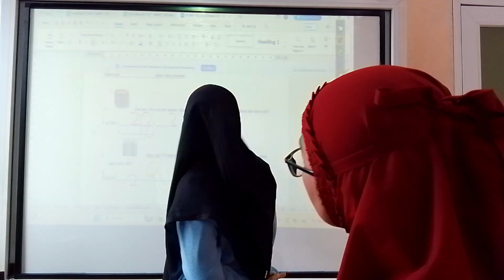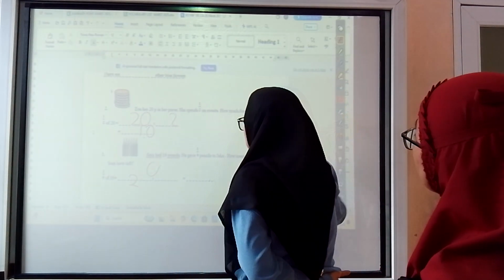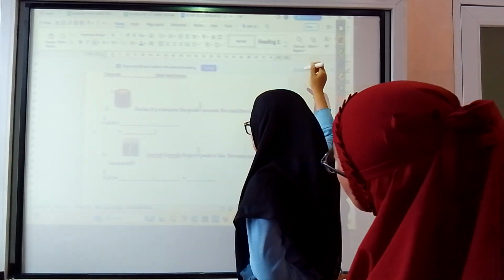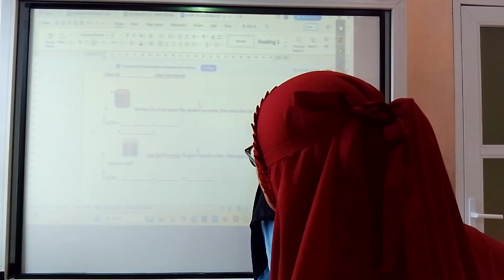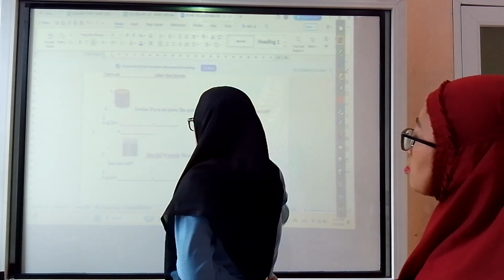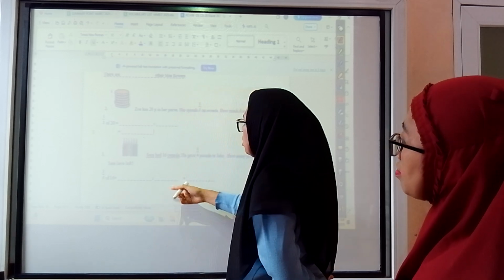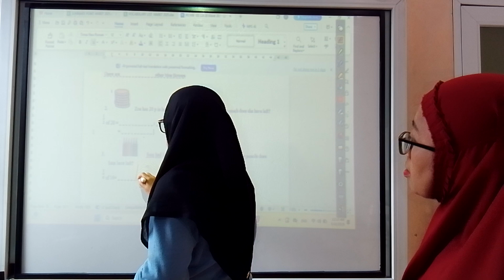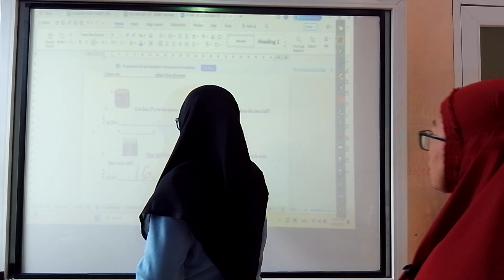Number 3, Sam had 16 pencils and she gave a quarter of the pencils to Jack. How many pencils does Sam have left? Because the instruction here, we need to divide it. So 16 divided by 4, the answer is 4.